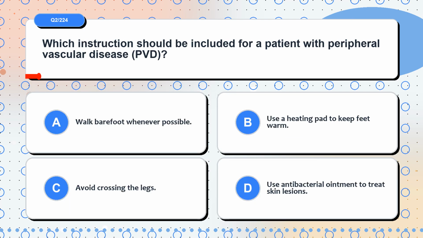Question 2. Which instruction should be included for a patient with peripheral vascular disease (PVD)? Here are the options. Option A. Walk barefoot whenever possible. Option B. Use a heating pad to keep feet warm. Option C. Avoid crossing the legs. Option D. Use antibacterial ointment to treat skin lesions.